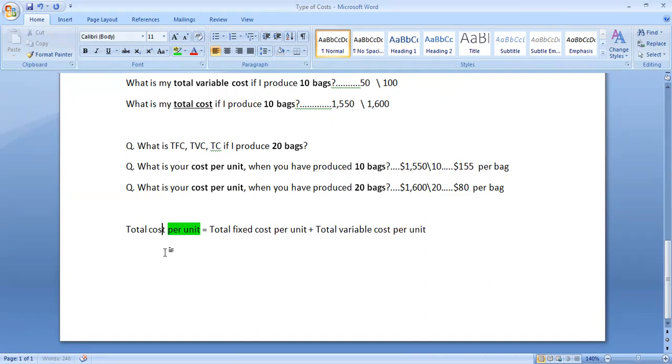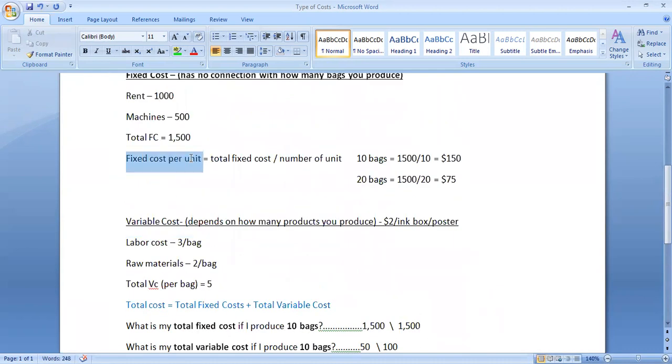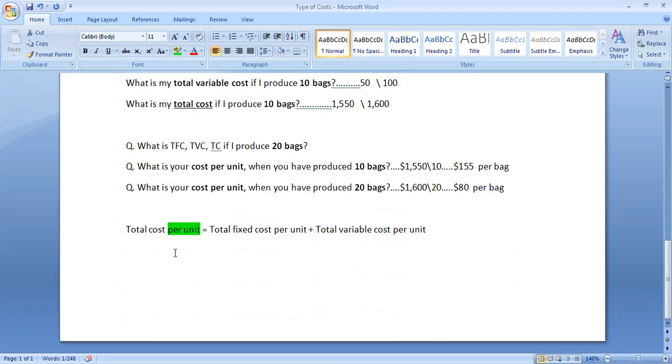Now, let's look at this scenario. Let's say we are producing 20 bags. Let's pick this. So what is my fixed cost per unit for producing 20 bags? $75. So $75 is my fixed cost per unit. Let's write FC per unit, fixed cost per unit.